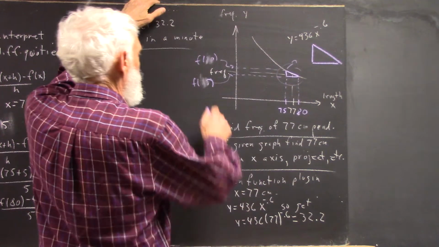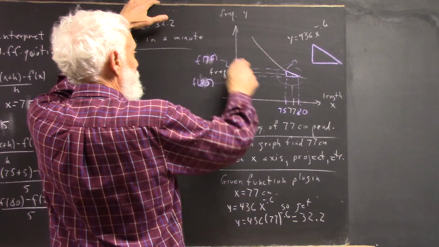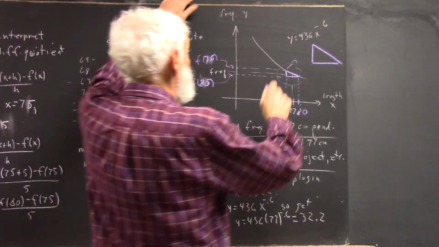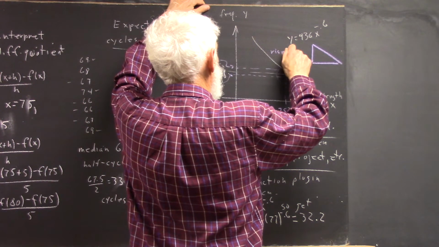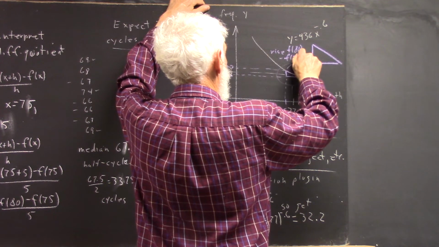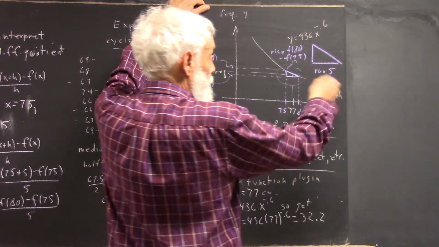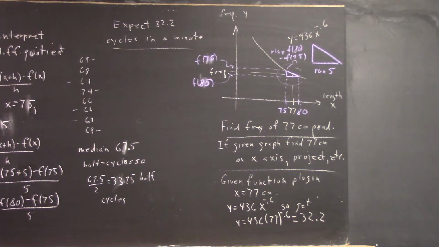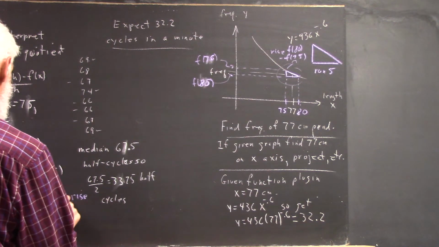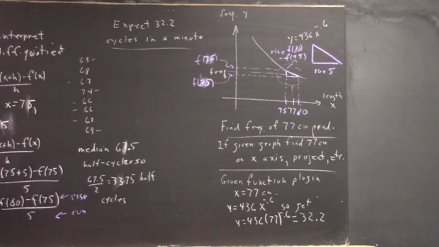I labeled these wrong. This is f of 80 here, because, you know, there's the 80, and it projects over to here. Here's f of 75. 75 projects over here, right? So the rise is f of 80 minus f of 75, and the run is 80 minus 75, but that's 5, right? So what we have now is we have rise and we have run. Okay?